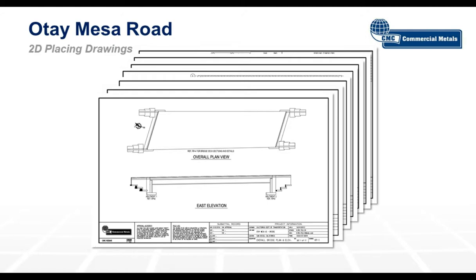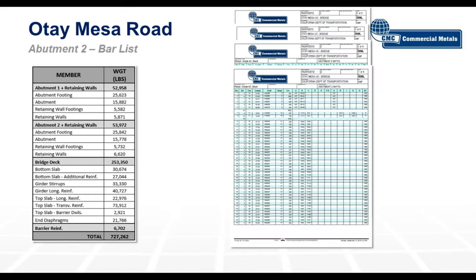Other items we can get out of the model are the 2D placing drawings that are created here. These come out of the model. And also the bar list whenever we're releasing it for production. So this is one release right here that you see. And also all the weights for the different members, broken down by the concrete members.